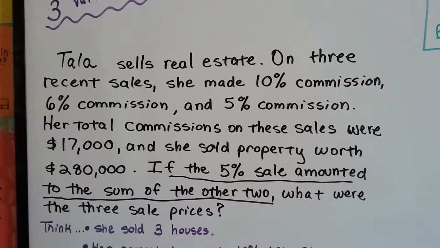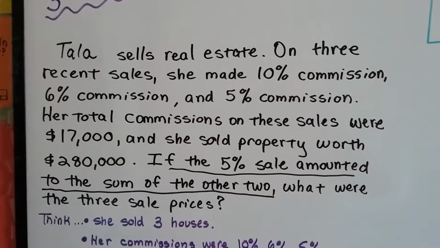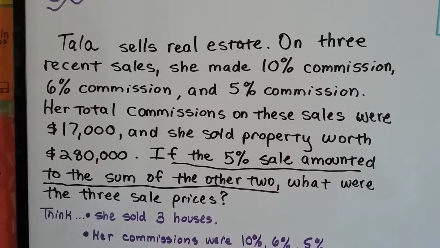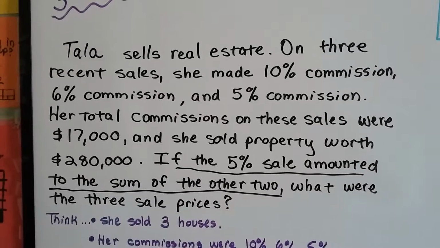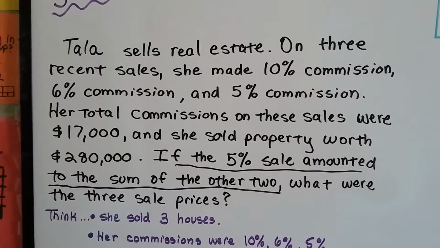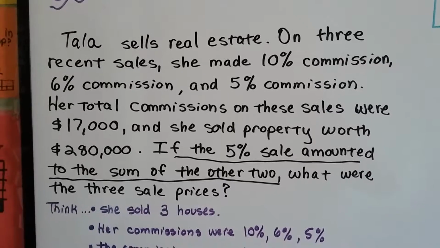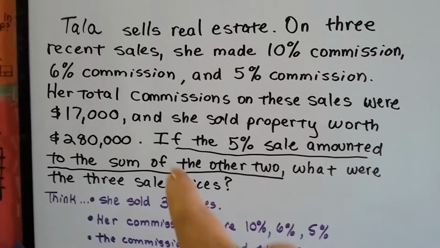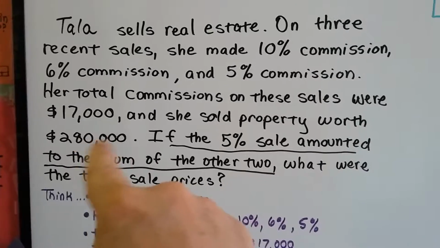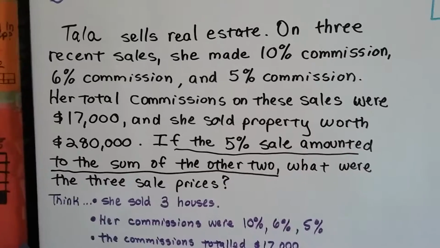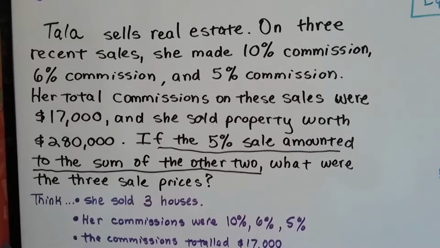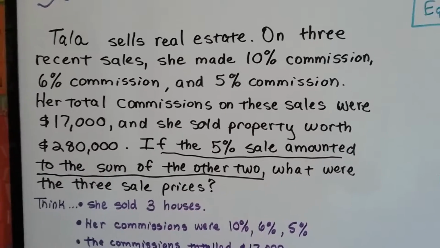Tala sells real estate. On 3 recent sales, she made 10% commission, 6% commission, and 5% commission. That's for the 3 sales. Her total commissions on these sales were $17,000, and she sold property worth $280,000. So that's the amount of the 3 house prices, okay? Then her commission was the $17,000. If the 5% sale amounted to the sum of the other 2, what were the 3 sale prices?